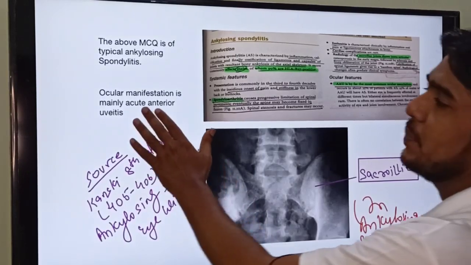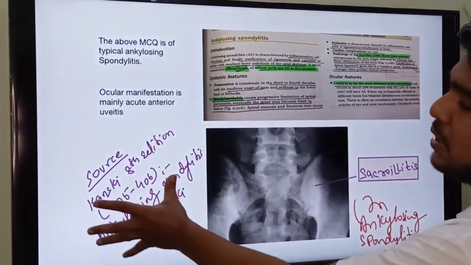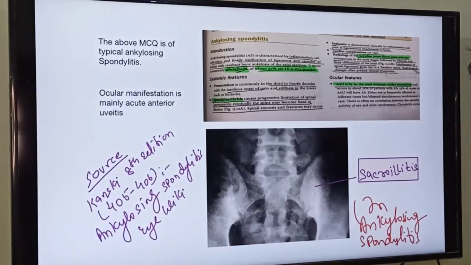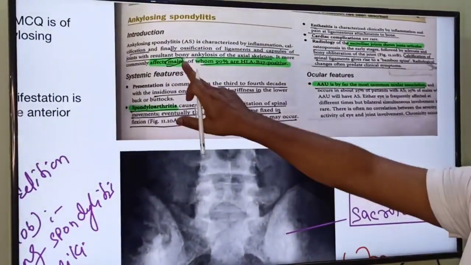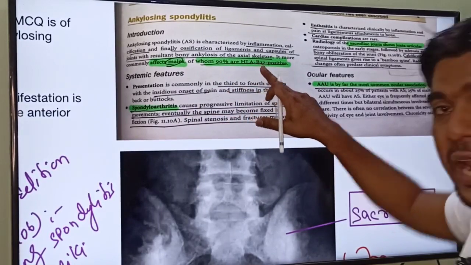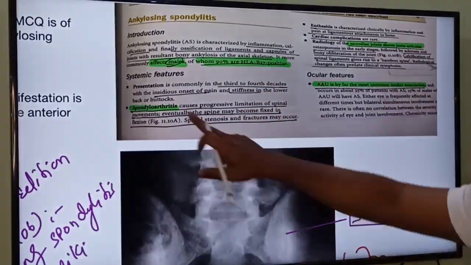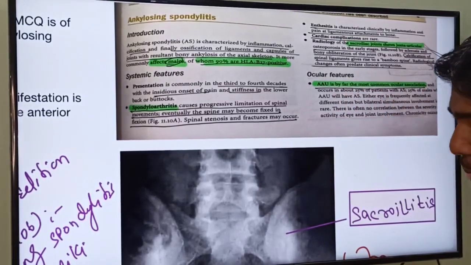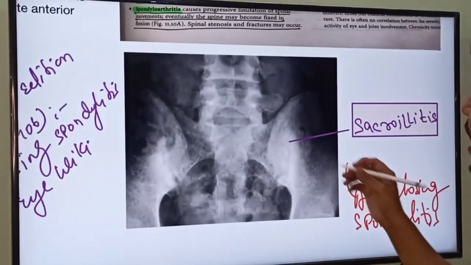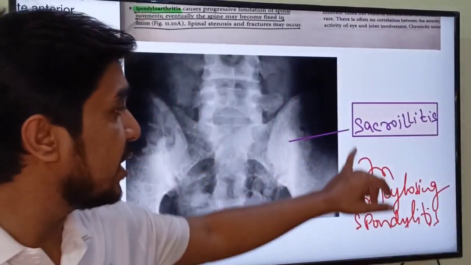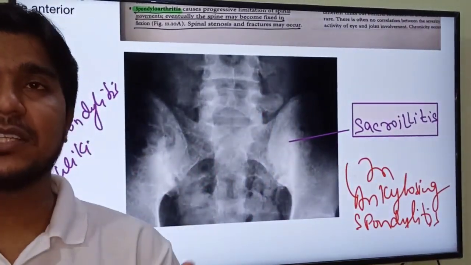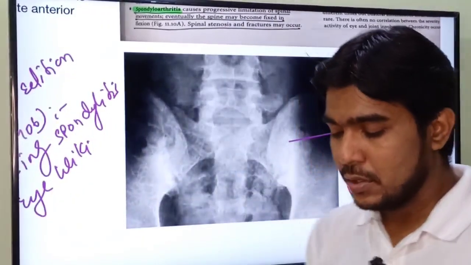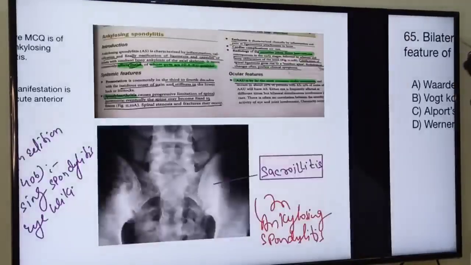Ocular manifestation is mainly acute. This picture is from the Khurana authentic book. It affects mainly males. 90% of them are HLA-B27 positive. In spondyloarthritis, acute anterior uveitis is the most common ocular manifestation. And why low back pain? Low back pain is because of this sacroiliitis. So in this patient, you have to ask to go for an X-ray of the sacroiliac joint. Okay? Now coming to the next question.